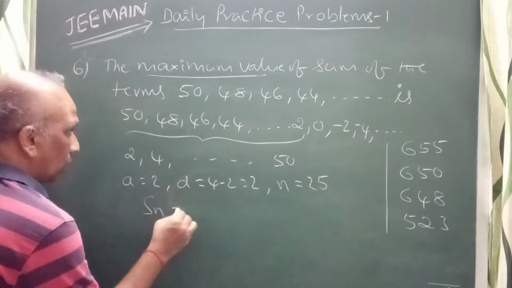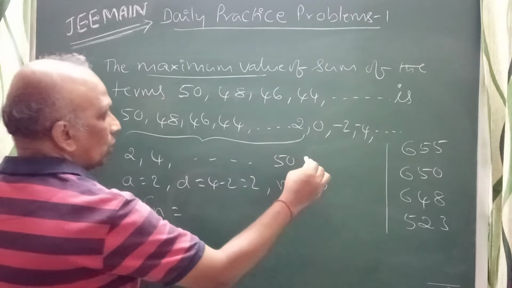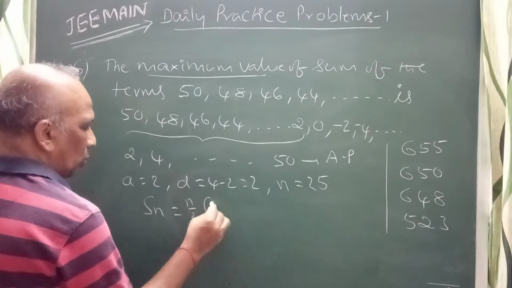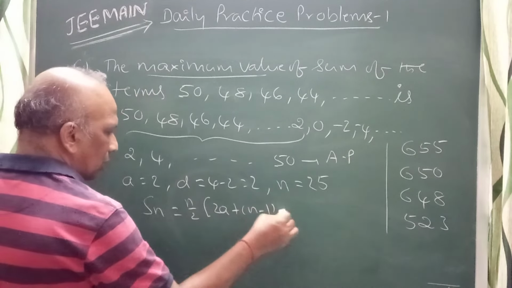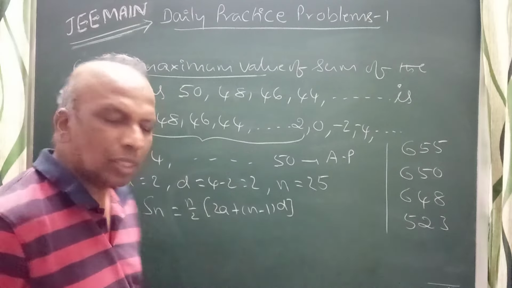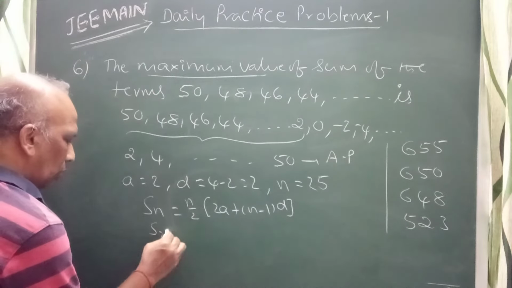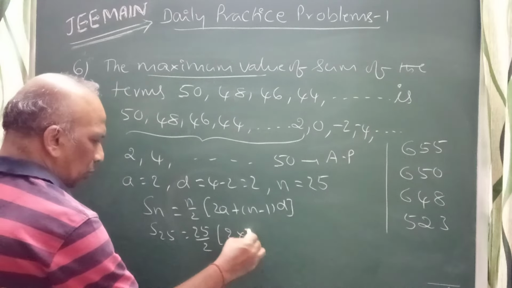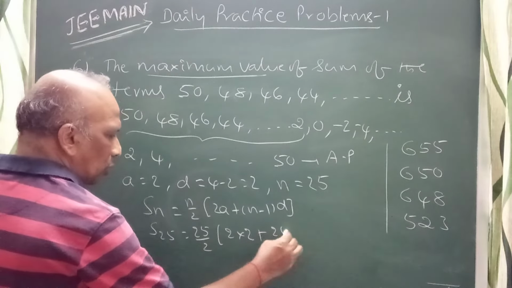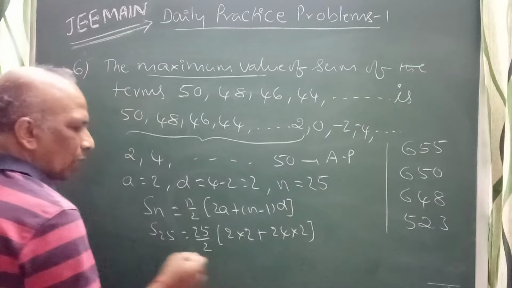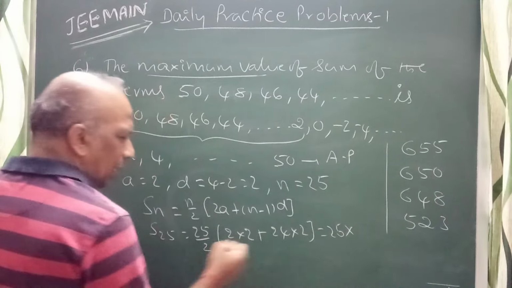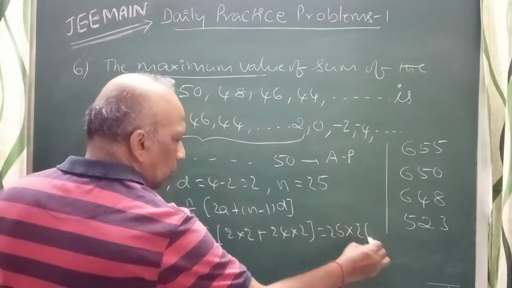Sum of n terms in AP. The terms are in AP, right? Sum of n terms is n/2 [2a + (n − 1)d]. Substituting the values, we get 25/2 times [2 × 2 + (25 − 1) × 2], so 24 into 2. Take 2 common here. You will get 25 × (2 + 24), that is 25 × 26.